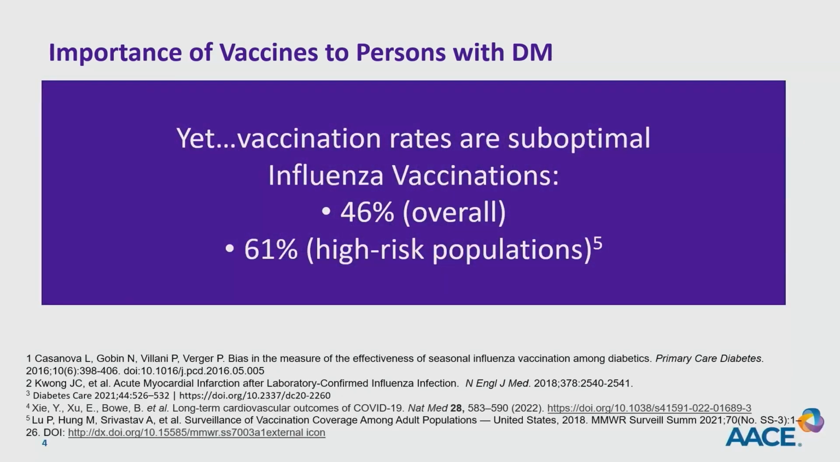However, despite all of this information that we've just talked about, the vaccination rates are suboptimal. For example, influenza vaccines. This is data from the CDC, and it shows a 46% overall uptake for influenza vaccination. Amongst the high-risk population, which you would expect to be much higher, there's only a 61% vaccination rate. So more than a third of our high-risk patients, including those that have diabetes, haven't been vaccinated. And that is the rationale why the CDC and AACE are trying to improve vaccinations and spread the message about improving vaccinations.